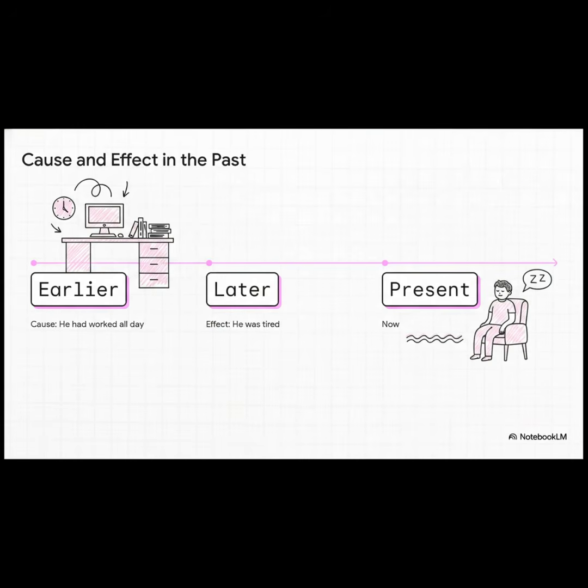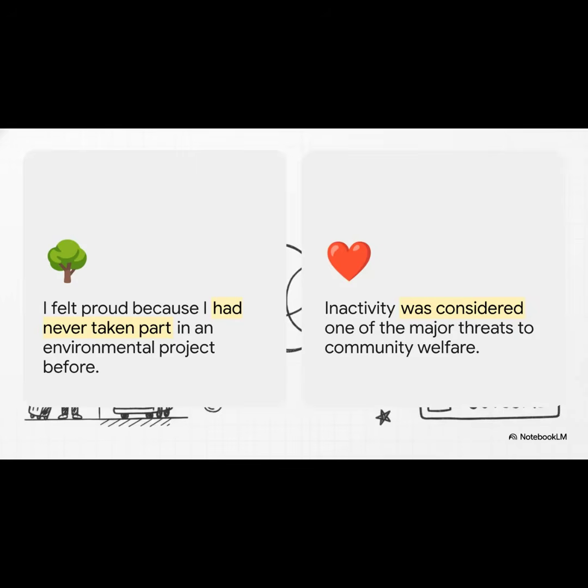And here's how that breaks down visually. The cause, working all day, happened first. That's the action in the past perfect. The effect, being tired, is the result in the simple past. It's just a beautiful, clean way to show a logical connection between two things that happened. And we see this in action in the source material's own reading passages. In the first one, that feeling of pride is the direct result of something that had never happened before, a perfect example of cause and effect.